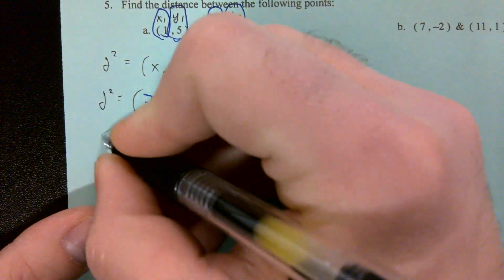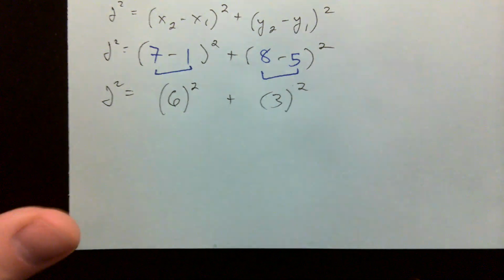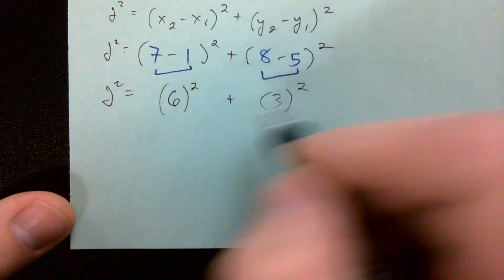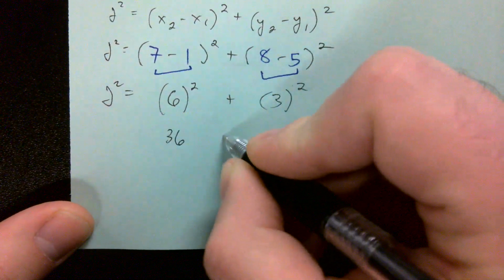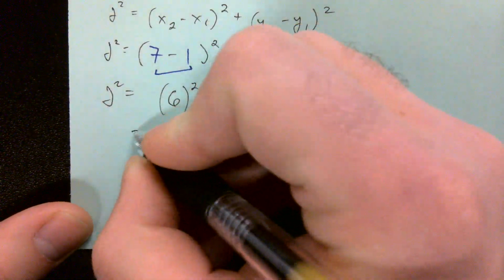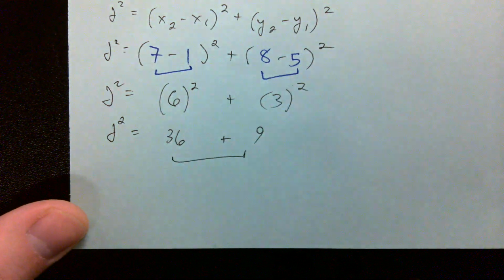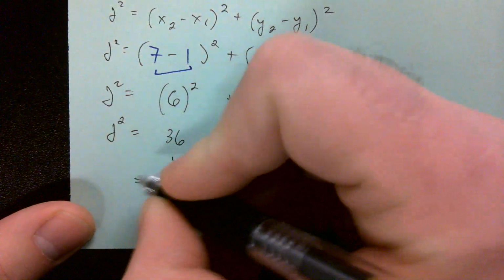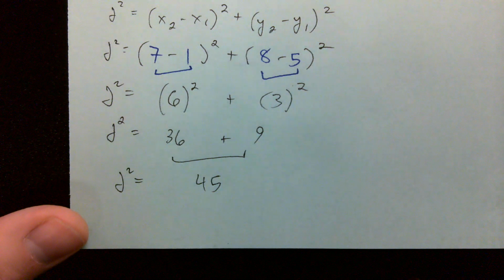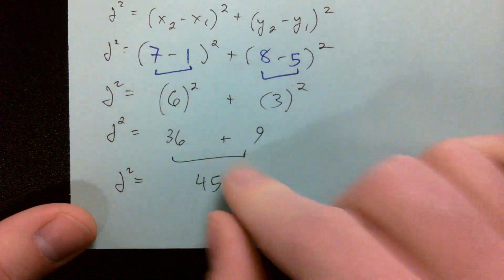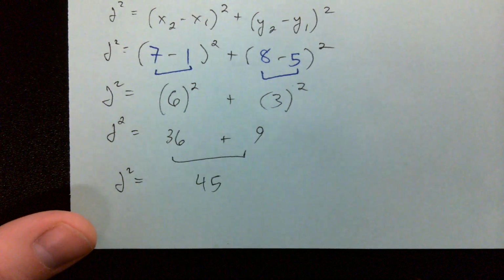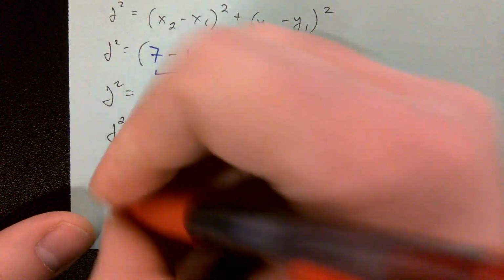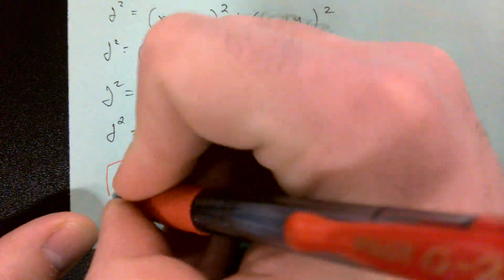Now I'm going to square them, add them, take the square root. What is 6 squared? What about 3 squared? Add them together, what do I get? 45. What happened? Is it not 45? Yeah, it is. 45. Is that my distance, 45 units? No, what do I have to do now? Square root both sides.